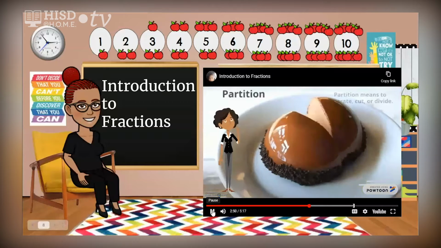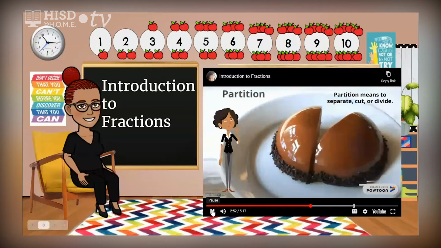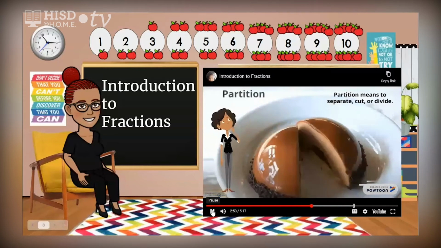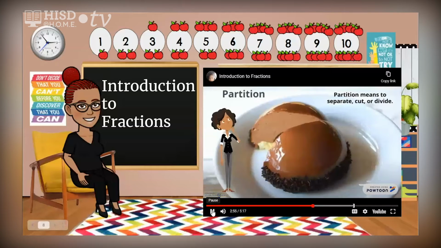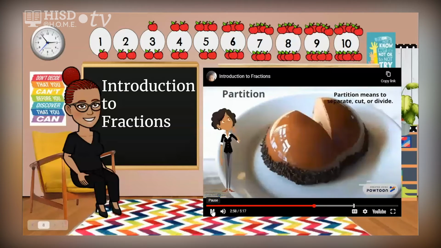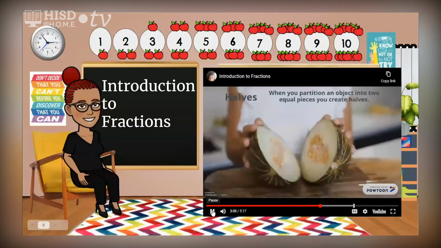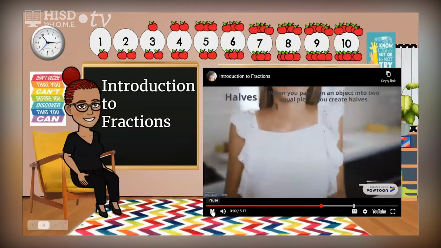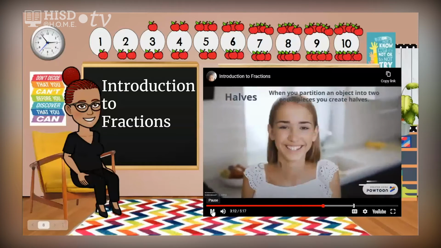Say the word partition. There are 3 syllables in the word partition. Partition is just a fancy word that means to cut, separate, or divide. When you partition an object into 2 equal pieces, you create halves.